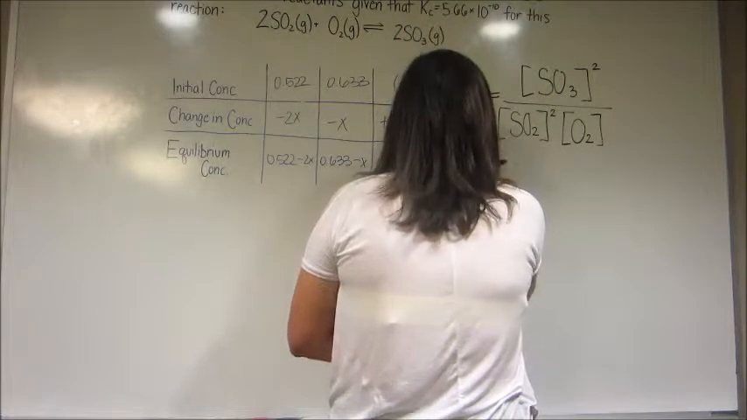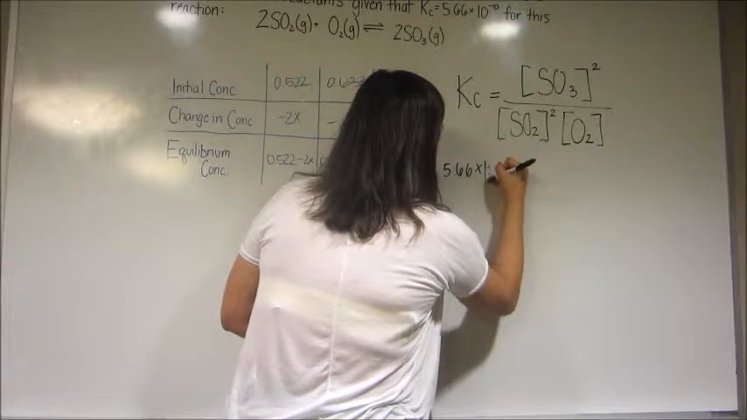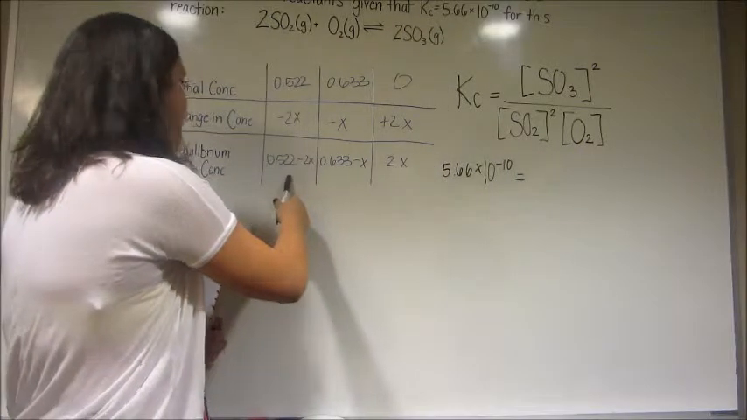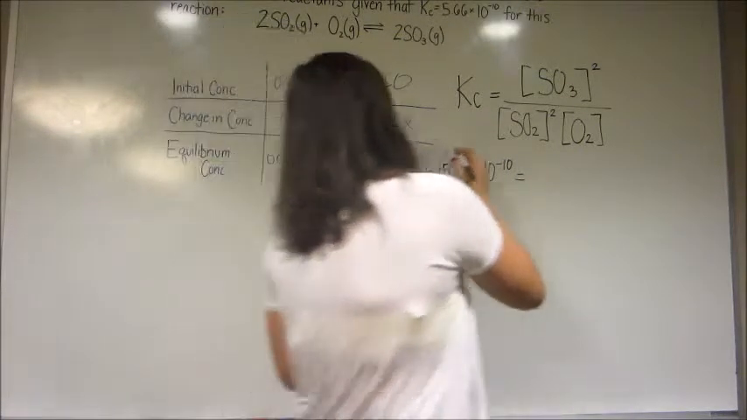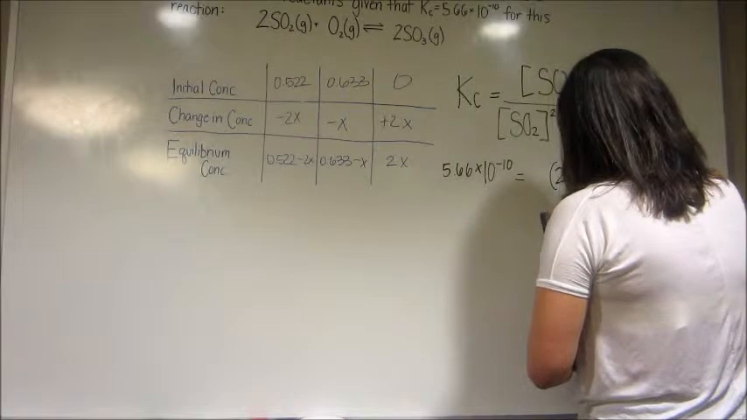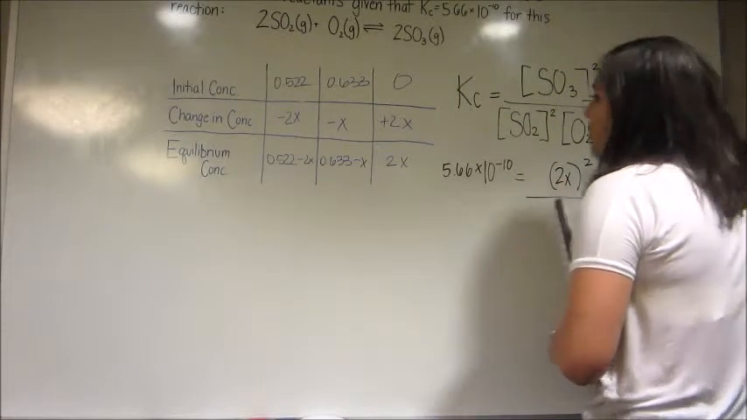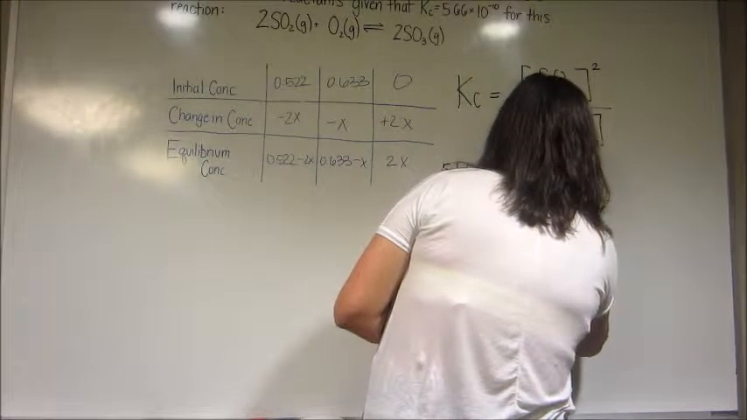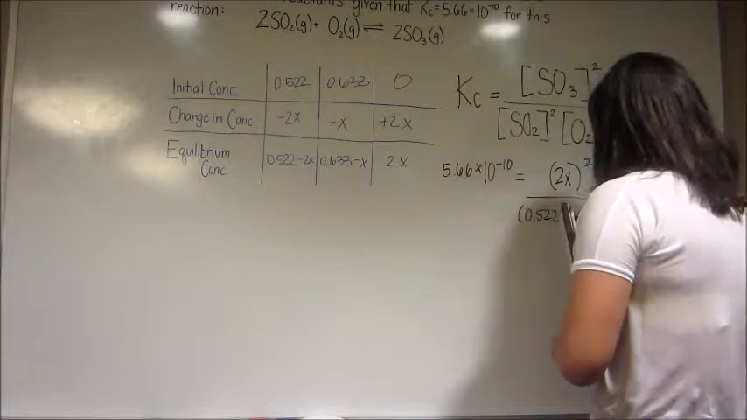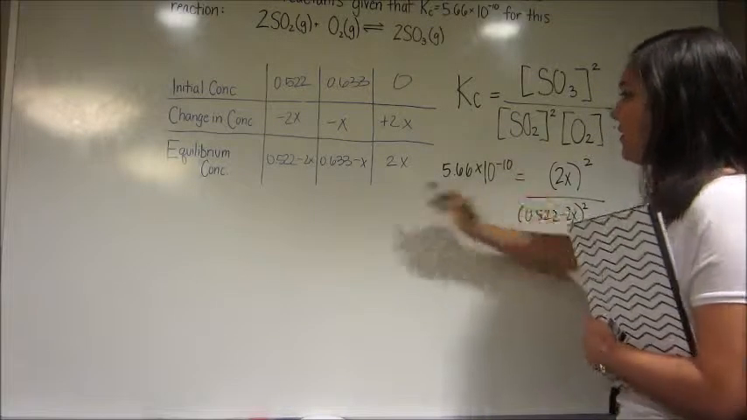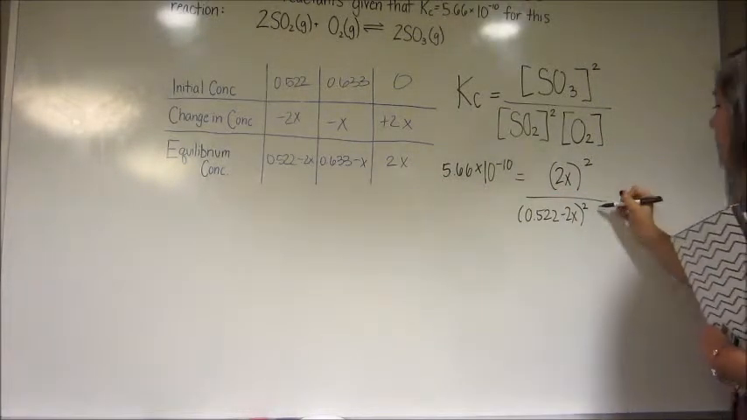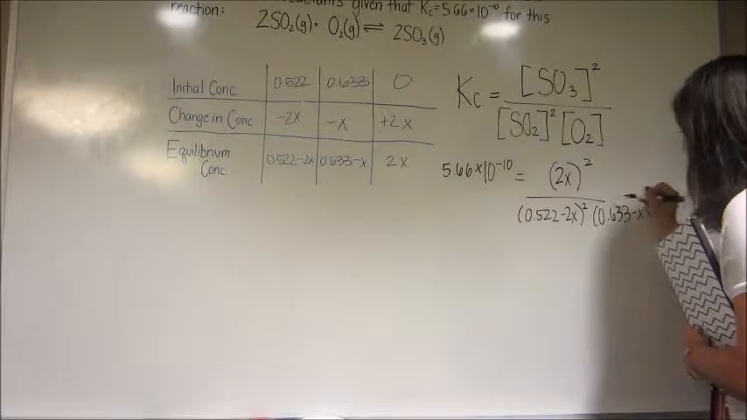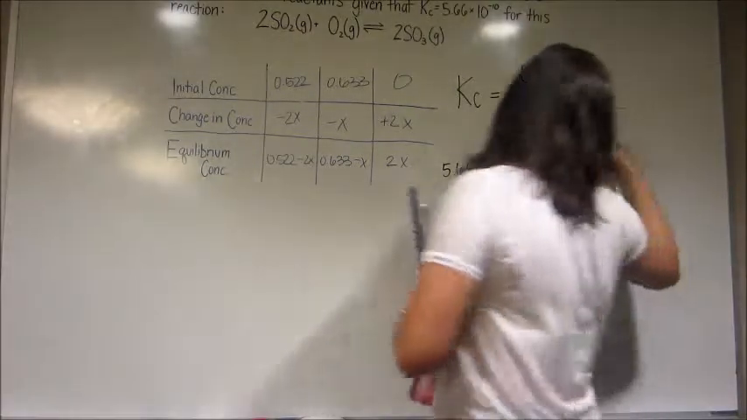So it's going to be 5.66 times 10 to the negative 10 equals our value for SO3, which is 2x, squared, over our value for SO2, 0.522 minus 2x squared, times our value for O2, 0.633 minus x. And that one is not squared.